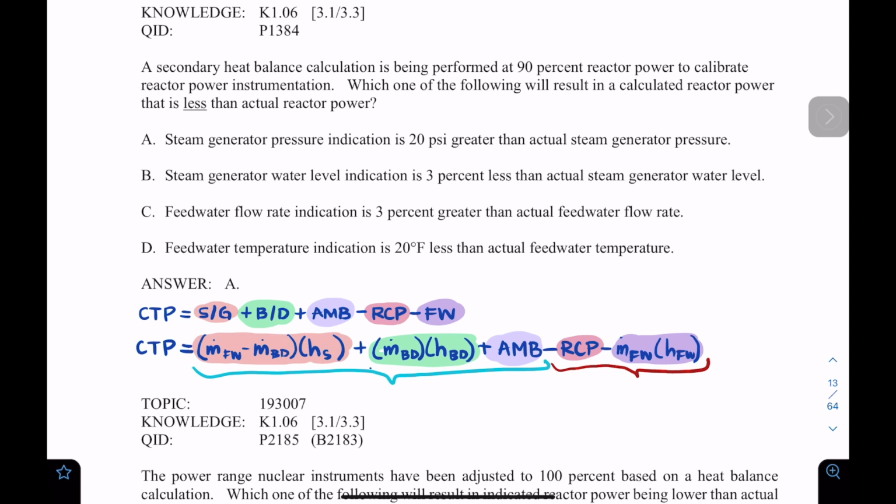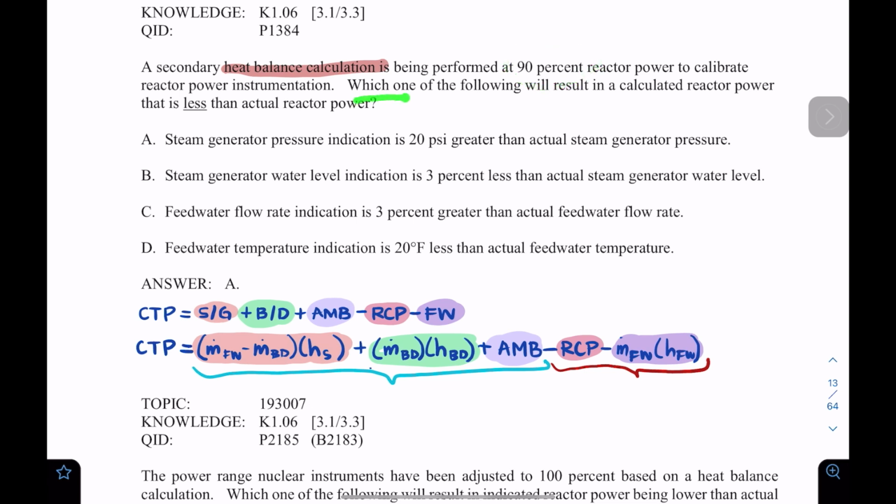We analyze it, we might have some different options, but it's basically the same. It's question P1384, and it states a secondary heat balance calculation is being performed at 90% reactor power to calibrate the reactor power instrumentation. It can be at any reactor power that we want. We just need to make sure that we analyze this equation. It doesn't matter if it's 80, 60, or 90, just don't get confused with that, right?